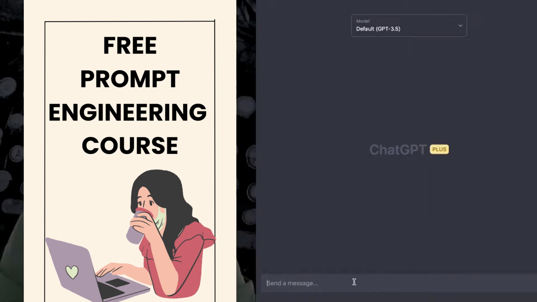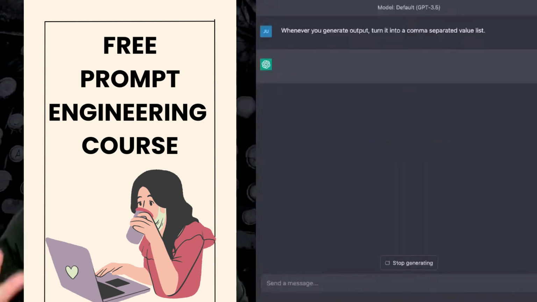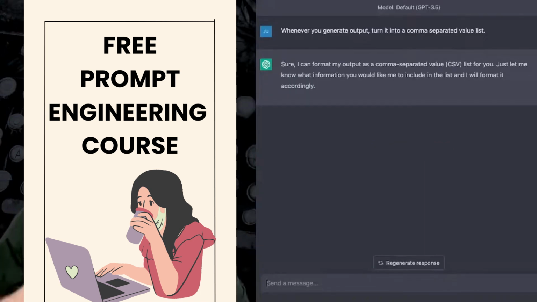So I'm going to ask ChatGPT, whenever you generate output, turn it into a comma-separated value list. Now, this is just something that you might want to do. You want to format your data. So if you've ever worked in Excel, comma-separated values is basically a list of items separated by commas. It's a really simple concept.